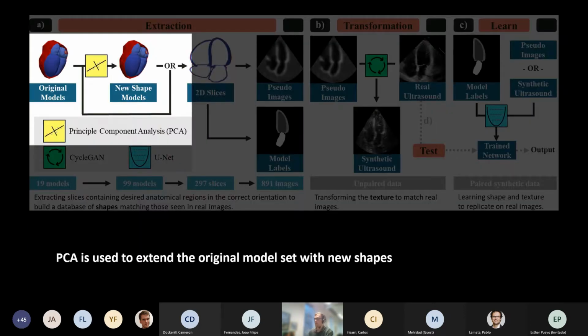Okay. So the next step was to extend the original model set with new shapes. As I mentioned, you typically need a large variety of images to train a deep learning algorithm, and the original model set was only 20 models. So we wanted to extend this to a larger set to include additional variability in the data set that we are generating. Maciej already gave a brief overview of this, but this was using principal component analysis to generate new models from our existing set of models.